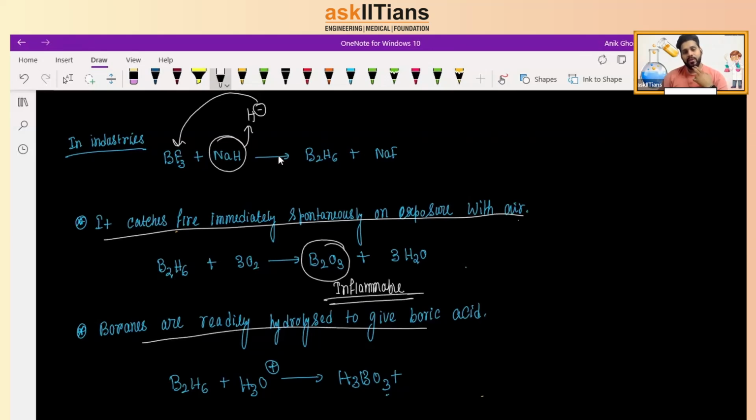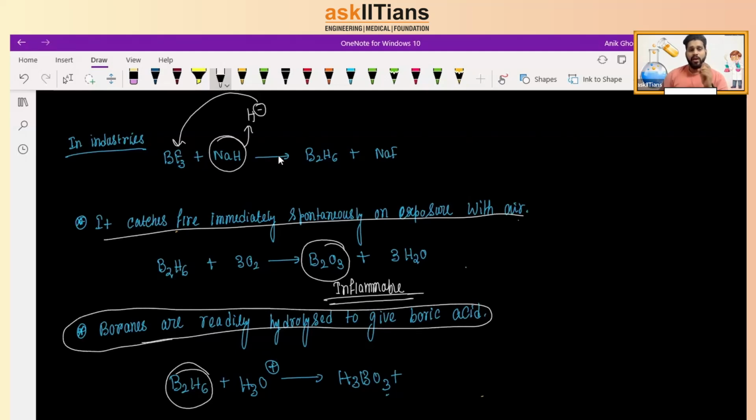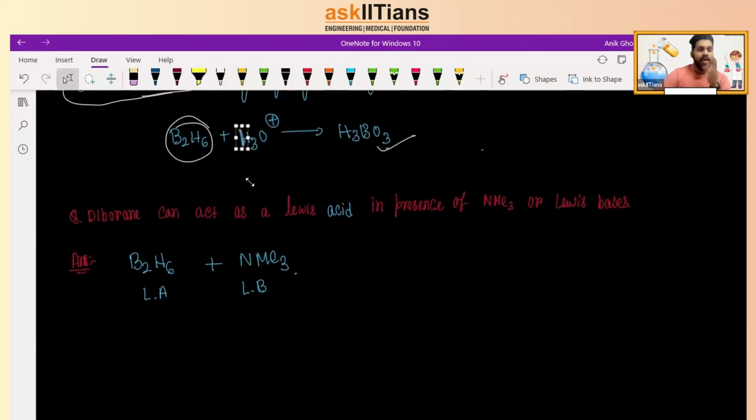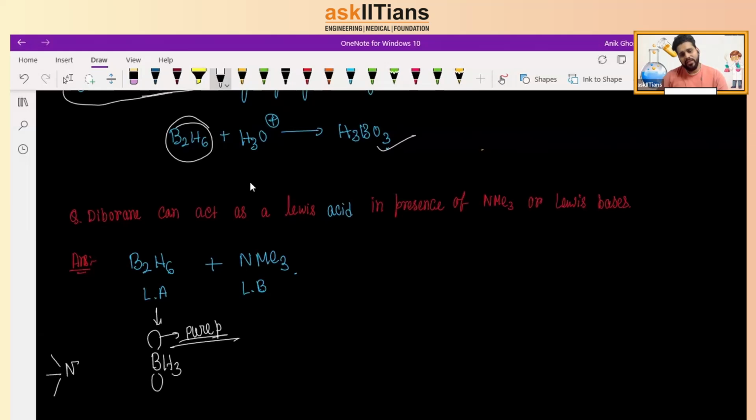Boranes are readily hydrolyzed to give boric acid. This I guess I have already told you. Not only borane, any compounds of boron, guys, on hydrolysis, you would always get boric acid out, H3BO3, always, right? So this is already discussed. Diborane can act as a Lewis acid in the presence of NMe3 or a Lewis base. So you know that, guys, B2H6 is a Lewis acid, in the BH3 form, because of the same reason of the empty p orbital which is there. NMe3, it is just a way of asking the question. It could have been NH3 as well. Same thing, same outcome.